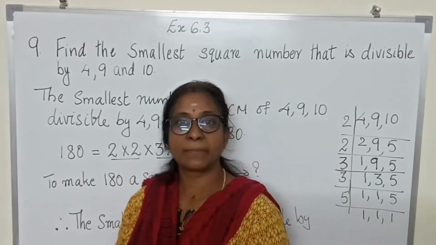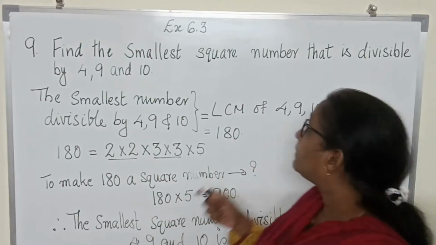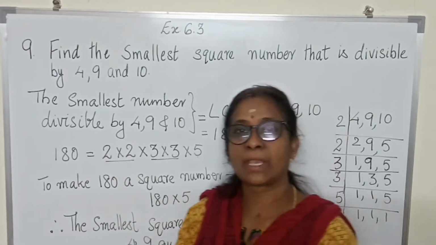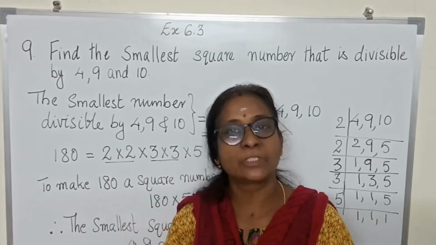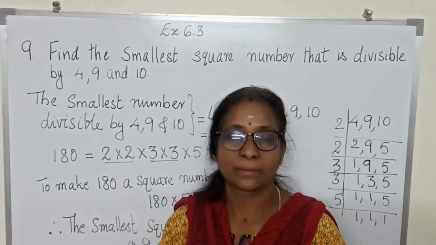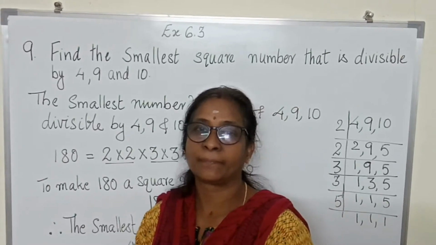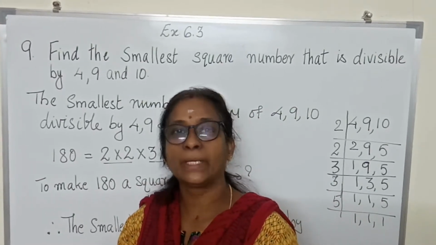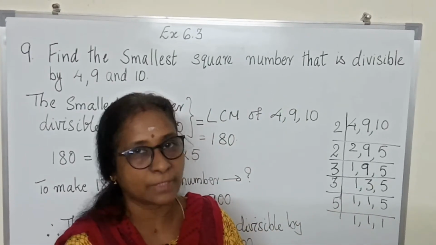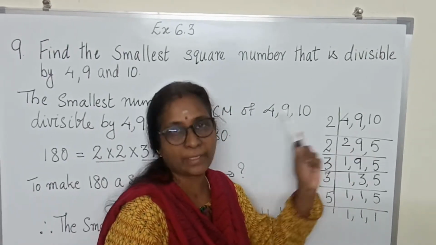Now let us see question number 9. Find the smallest square number which is divisible by 4, 9 and 10. In lower classes we have learnt that a number which is divisible by a group of numbers is called their common multiple, and the smallest such number is called the LCM or least common multiple. We have learned how to find the LCM of a set of numbers. Now let us find the LCM of 4, 9 and 10 first.